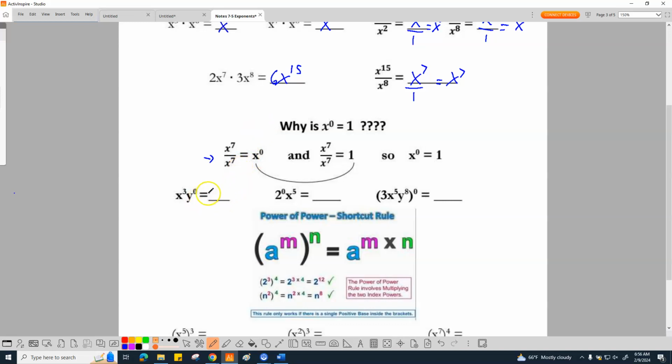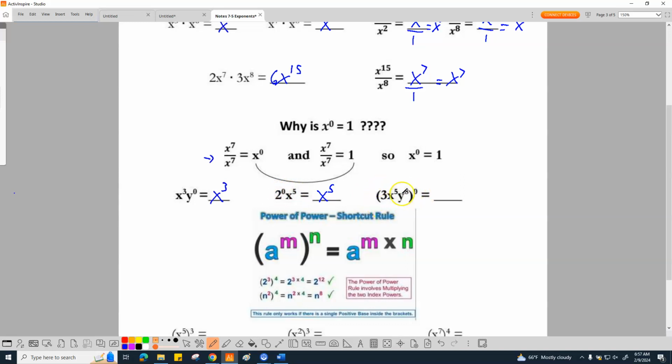All right, so now let's talk about how to solve that. This is how we do it. X to the third is going to stay the same, obviously, but y to the 0 will turn into 1. So what is x to the third times 1? Y'all, it's just x to the third. 2 to the 0 turns into a 1, so 1 times x to the 5th is just x to the 5th. And remember, it doesn't turn into 0. It does not turn into 0. If it turned into 0, it would erase everything. It turns into 1.